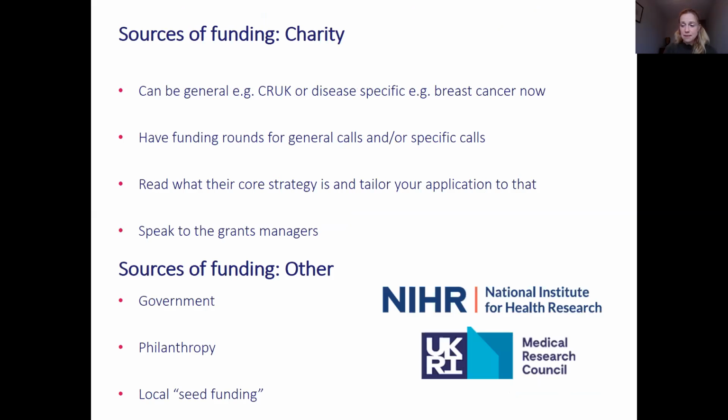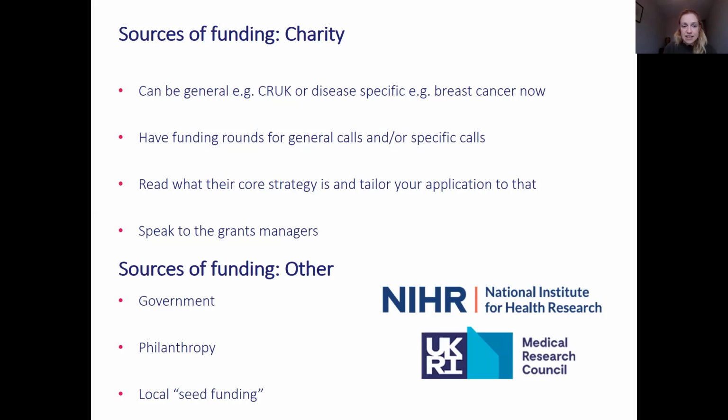Just seeing how much time we've got, in terms of sources of funding, charity is obviously one funding opportunity. CRUK has a lot of general grants, or there are disease-specific charities such as Breast Cancer Now. They often have general calls throughout the year, but they can also do specific calls, and it's really important, again, to read what their core strategy is.